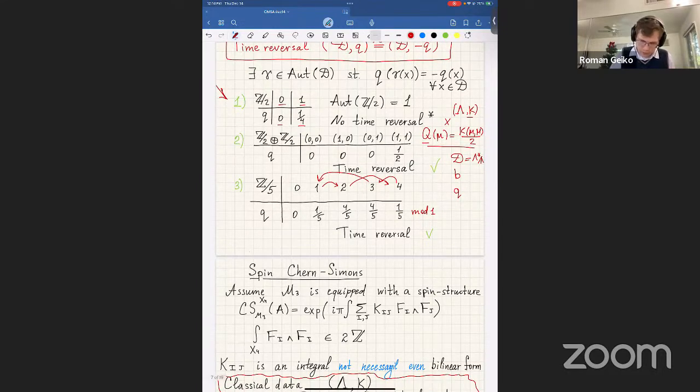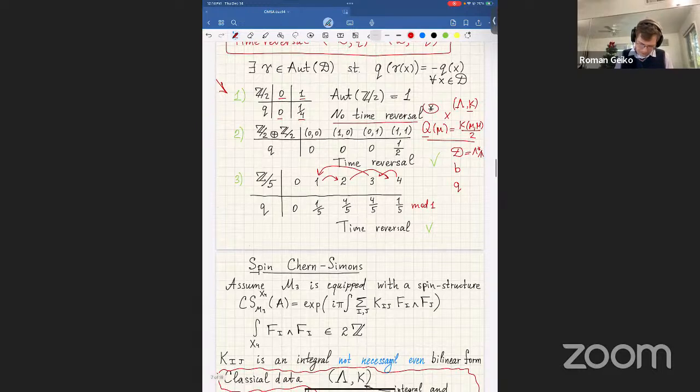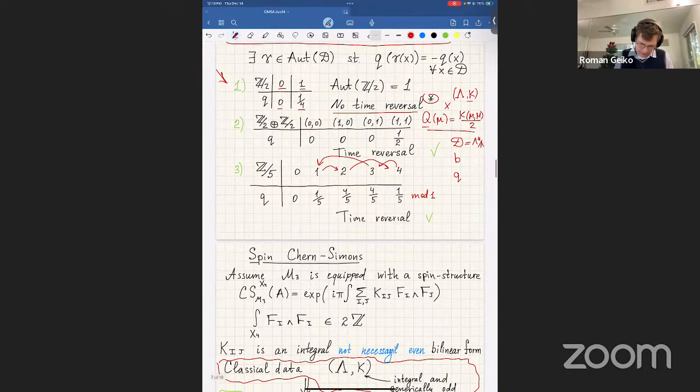But I still want to say more about this semion theory. I put this asterisk here because this system of anyons can be made time reversal symmetric if we include the spin structures. Now I'm assuming that all my 3-manifolds and extending 4-manifolds are spin.